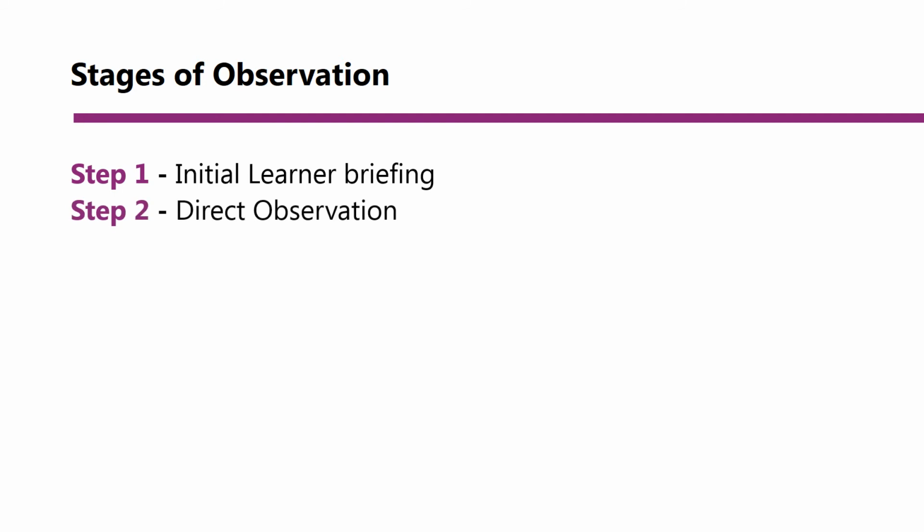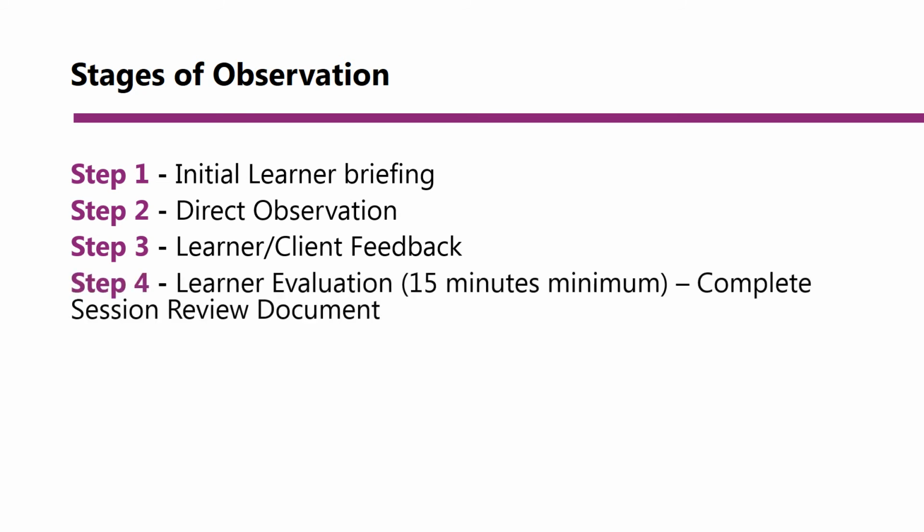Step 2 is direct observation of performance. Step 3 is where the learner, maybe in conjunction with the client, gather feedback on the performance that's just occurred. Step 4 is where the learner will complete their evaluation, and as stated before, 15 minutes minimum given to that particular process. So the documentation that goes with that is the session review document.